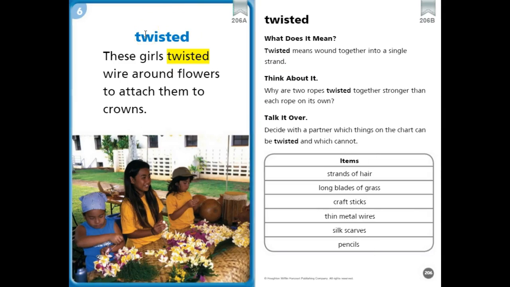Don't forget to read with me. Twisted. These girls twisted wire around flowers to attach them to crowns. Twisted means they wound together into a single strand. Why are two ropes twisted together stronger than each rope on its own? Decide with your learning adult which things on this chart can be twisted and which cannot.